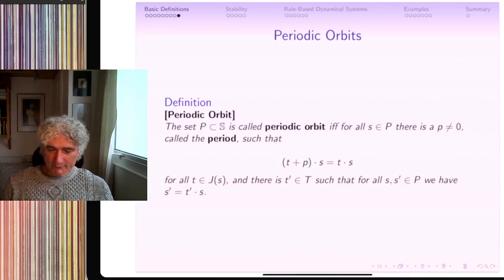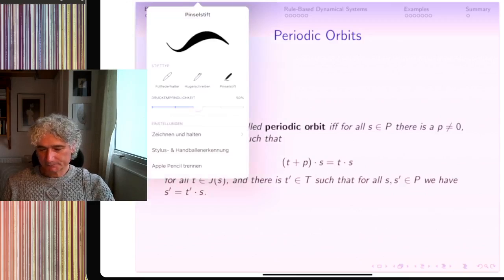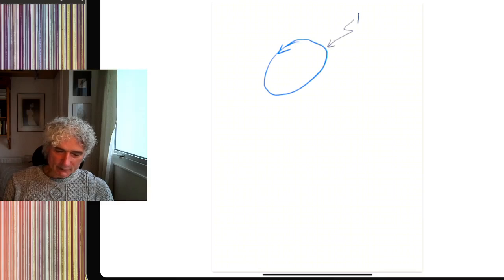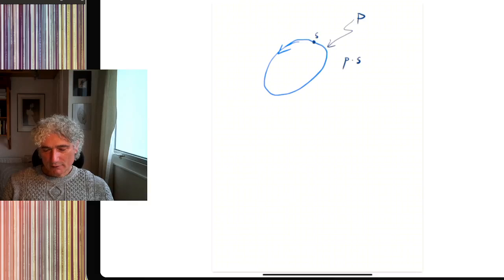So of course a typical example of an orbit is something like that. Maybe you have seen that. So we would have that. This is the orbit P, so all points here. This, for example, could be s. And now if you shift s around the orbit, you come back to s eventually, and you have here of course that P times s, so you're shifting s with a period, must of course then exactly be s.